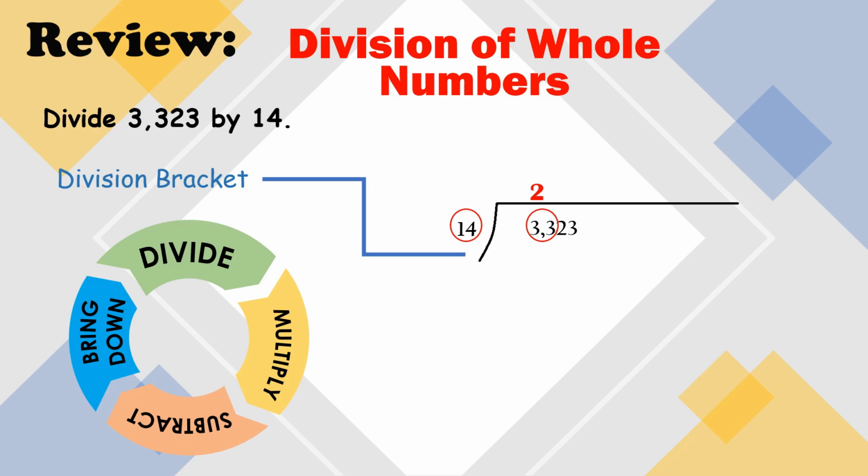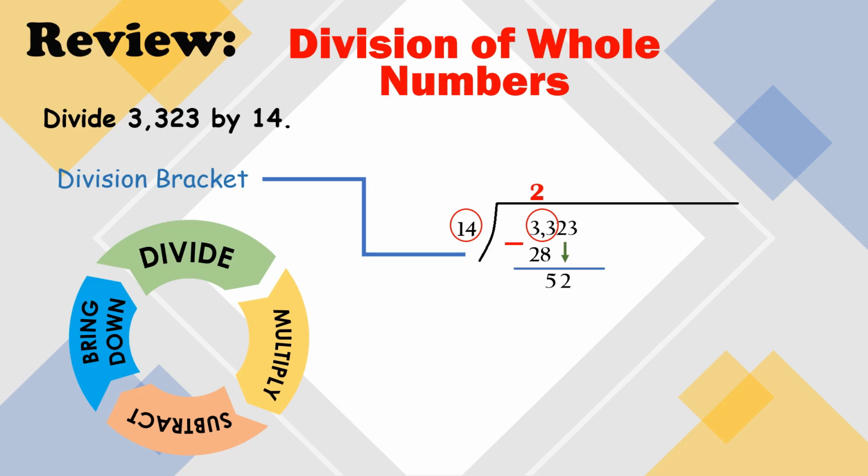After the divide, you proceed to multiply. We multiply 2 times 14, and that is equal to 28. Then after multiply, you subtract. 33 minus 28 is equal to 5. Then after the subtract, you bring down 2. That will give us 52.